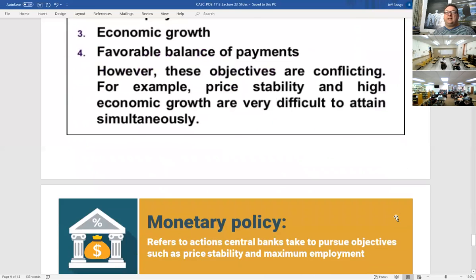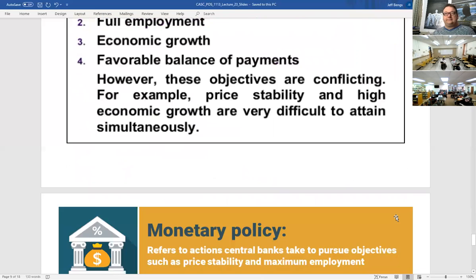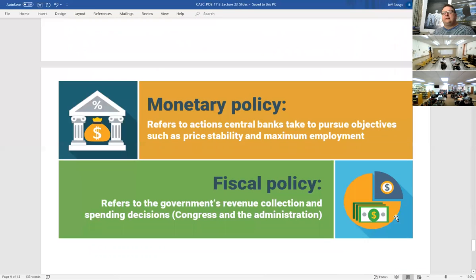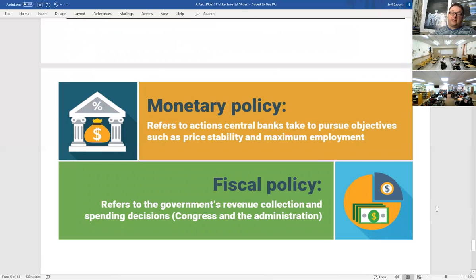But again, sometimes these things can be counteractive or conflicting. It's not something that sounds particularly appealing to me. Some of you might want to be an economist. I don't know. But this slide here shows kind of the difference. Monetary policy is where banks are working to improve the economy. Fiscal policy is where the government is doing so.